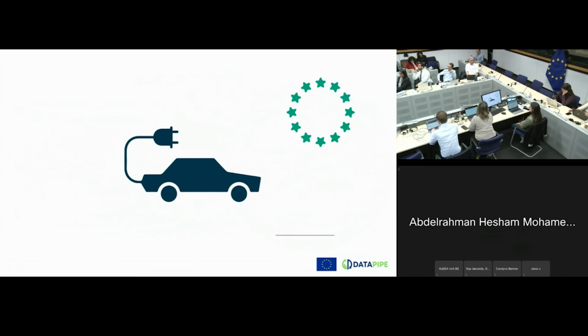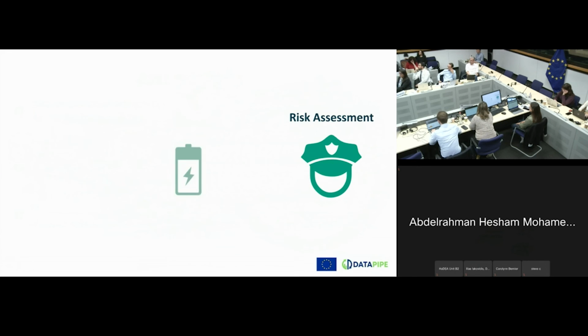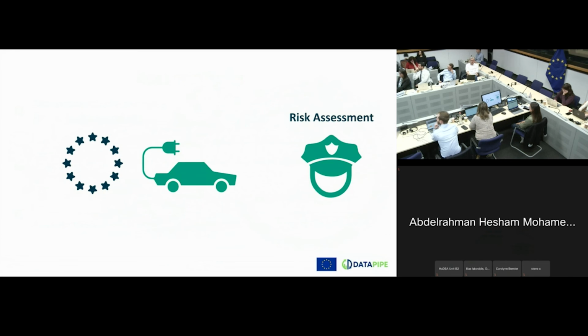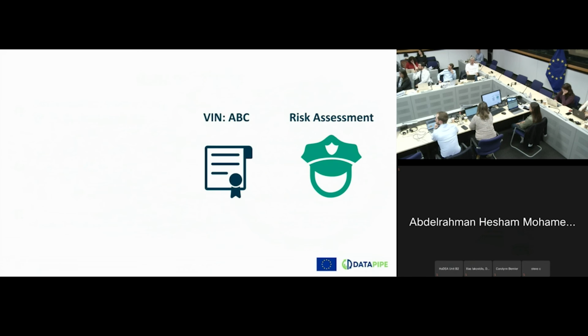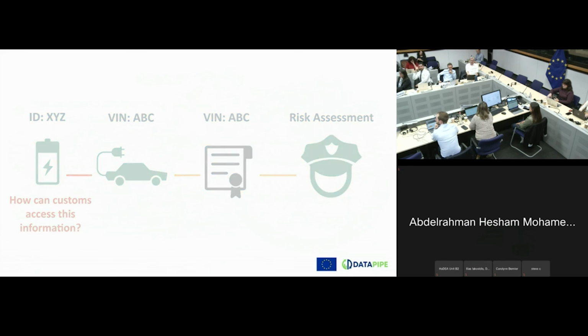At some point in time, the owner decides to export the car to a country outside the EU. We assume that one of the roles of customs is to prevent end-of-life vehicles from being exported. During risk assessment, one of the indicators used could be battery state of health. If the battery state of health is indicating end of life, customs may consider this car as waste and ban it from export. From the export declarations that customs receives, it has only the VIN number of the car, but no information on the battery's state of health. How can customs access this information?